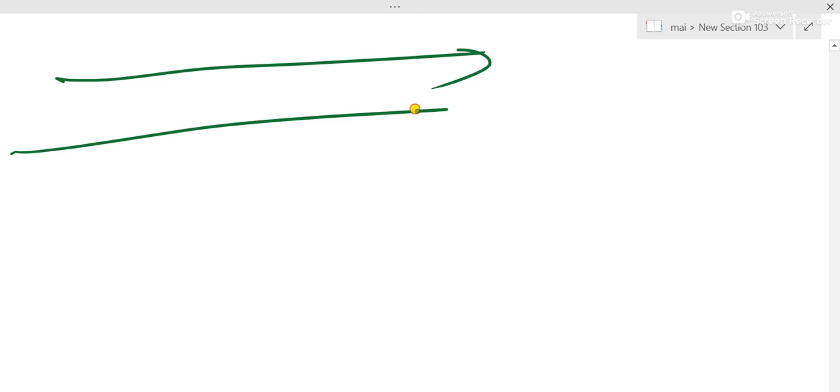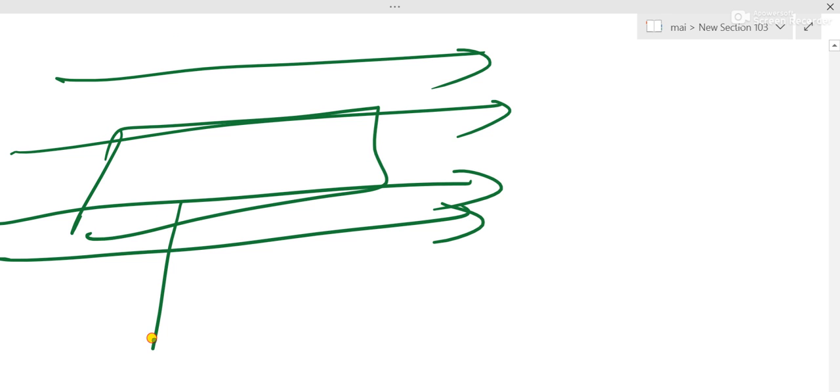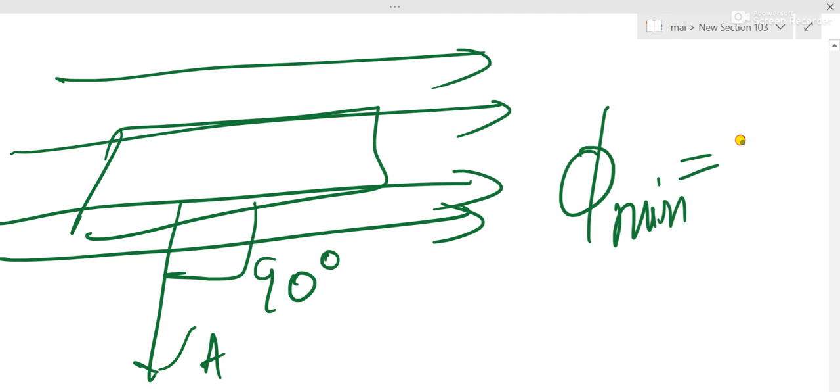The next case, I am taking as the minimum flux. See here, I am taking the area perpendicular like this. Now the area vector will be this side. Area vector and electric field will be at 90 degrees, so flux will be minimum. The number of lines crossing per unit area is going to be very less. It's going to be zero flux.